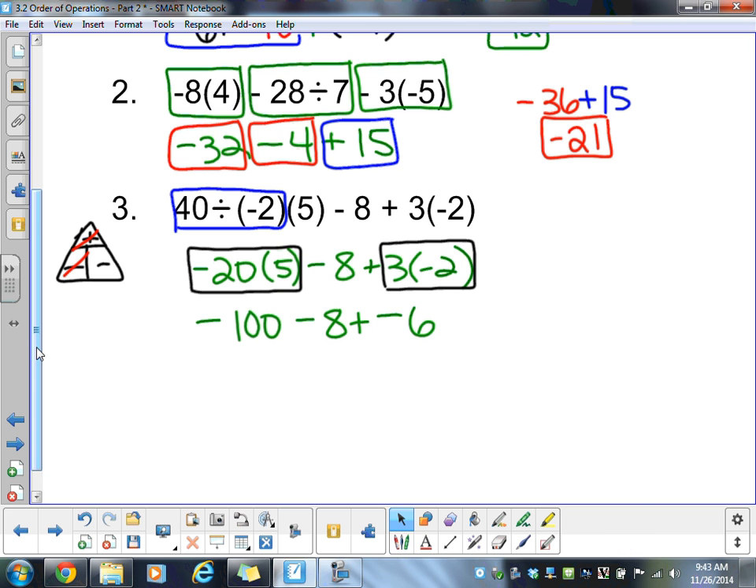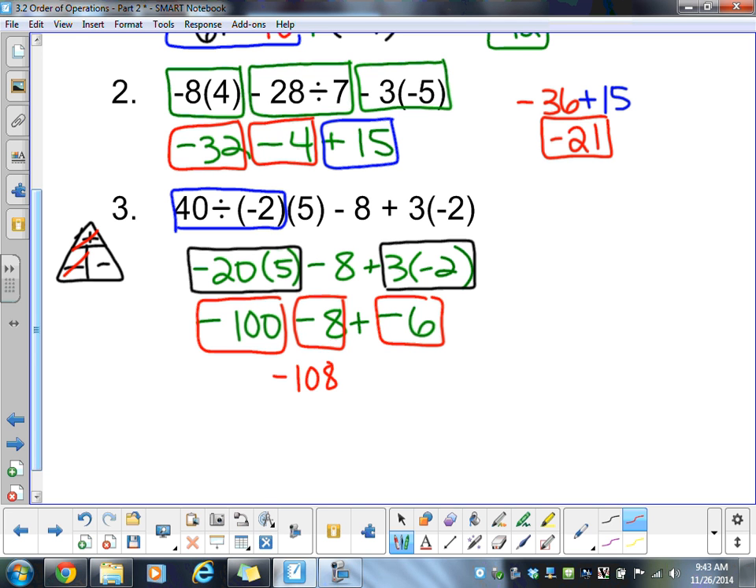It looks like I've got all bad guys. I've got 100 bad guys. I've got 8 more bad guys, and then I've got 6 more bad guys. So if I add those all up, 100 bad guys plus 8 bad guys gives me 108 bad guys. And if I add 6 more bad guys to that already, I'm going to have a total of 114 bad guys, or an answer of negative 114.